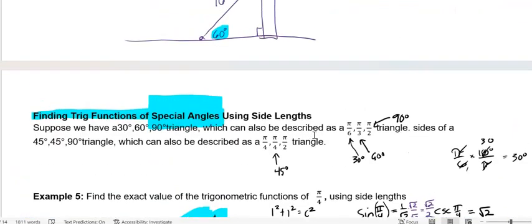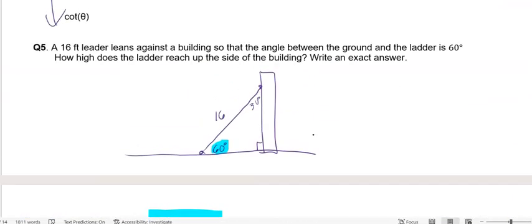Oh, now I can do this problem. So I would set up an equation. I'm trying to find how high the ladder is allowed to reach up. So I'm trying to find this height. Let's call it b. And I'm going to set up an equation. I'll use the sine function. See if you like this. The sine is opposite over hypotenuse.